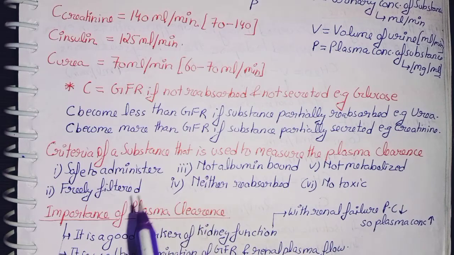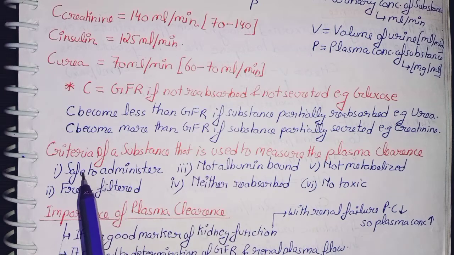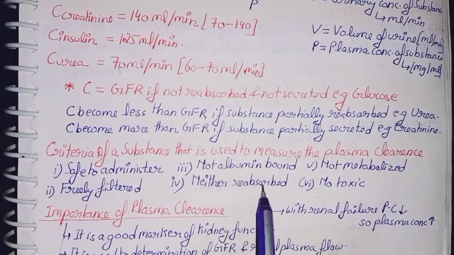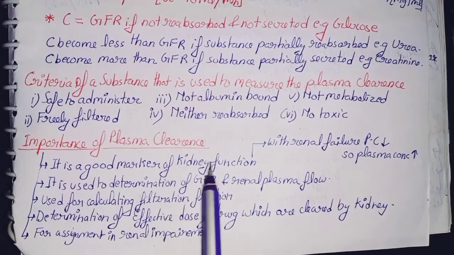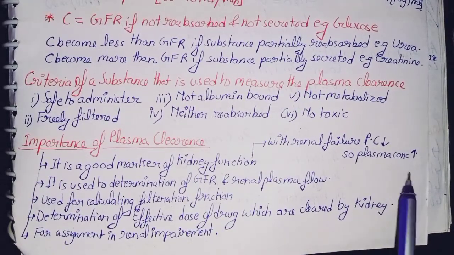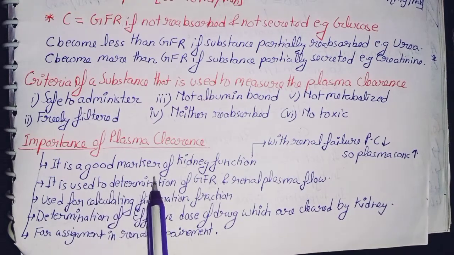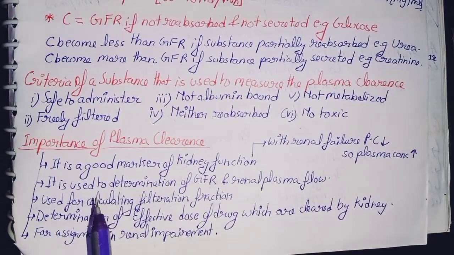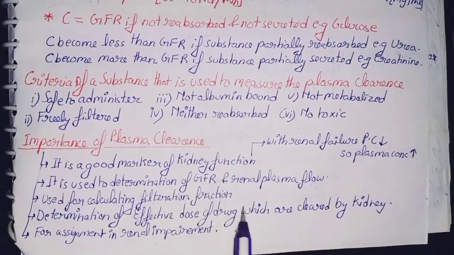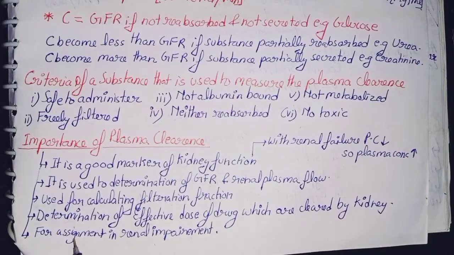Criteria of a substance used to measure plasma clearance: it should be safe to administer, freely filtered, not albumin bound, neither reabsorbed nor secreted, not metabolized, and non-toxic. Importance of plasma clearance: it is a good marker of kidney function. With renal failure, plasma clearance will decrease and plasma concentration will increase. It is used to determine GFR and renal plasma flow, for calculation of filtration fraction, determination of effective dose of drugs which are cleared by the kidney, and for assessment of renal impairment.